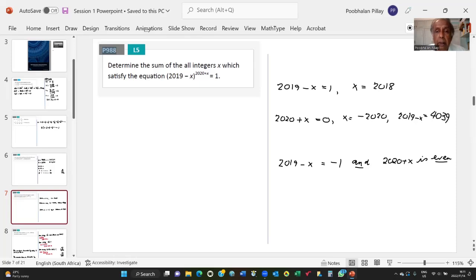Okay. And then the second case is where the exponent is 0. Any number raised to the power of 0 is equal to 1. So you want the exponent to be 0. A to the power of 0 is always 1. So if the exponent is 0, then this will give you 1. So then you solve for that. 2020 plus x equals negative 2020, and that gives you the second value of x.